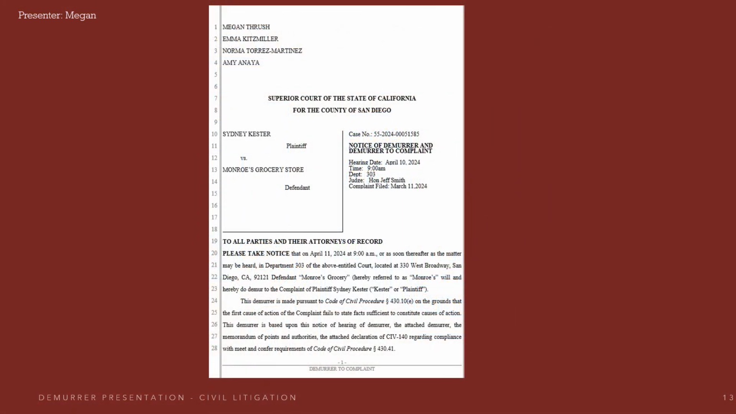In our demurrer motion, we included the following information as is required by the California Rules of Court 3.1320, as we have previously covered in this presentation. As you can see in the caption of our motion, we state the case number, parties involved, the date of the hearing, as well as the notice of the hearing within the first paragraph of the motion. In this case example, we also filed the court form CIV-140, as is required when filing a demurrer, that specifically states that an agreement could not be reached per the meet and confer requirements of CCP Section 430.41.